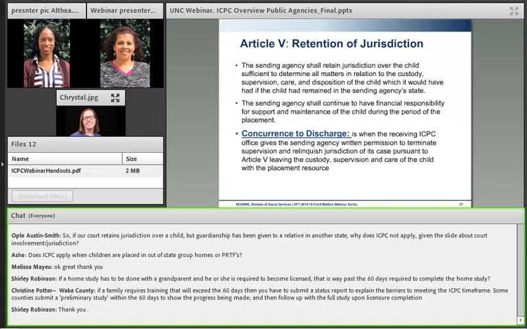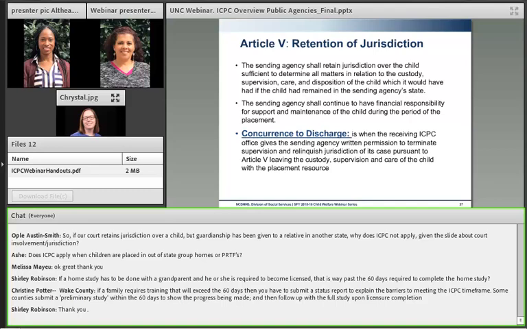Article 5 is this slide about residential care when you're sending a PRTF request in. Oh, I'm sorry. I'm looking at a different slide. Article 5 is about the retention of jurisdiction. The sending agency shall retain jurisdiction over the child and have financial responsibility of the child during the placement period. Most states prefer a minimum of 6 months supervision period.